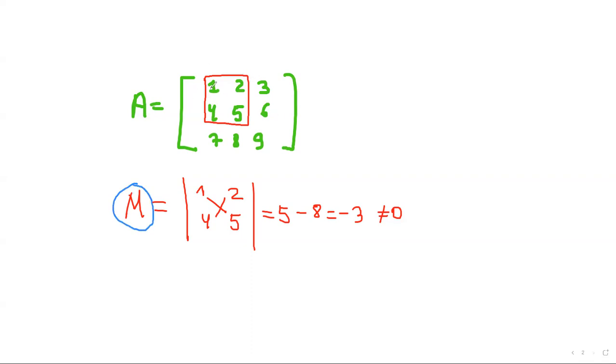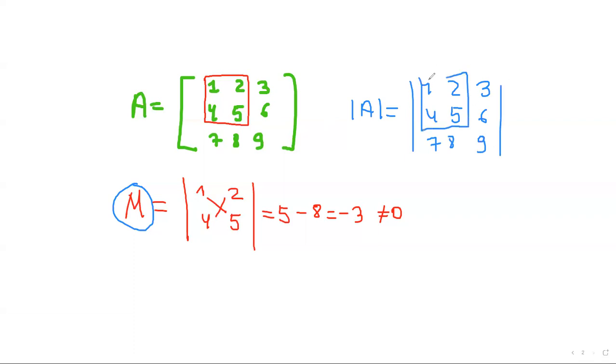The minor which covers all these 1, 2, and 4, 5 is the determinant of A itself. So we have this minor inside of this bigger determinant. It's going to be 1, 2, 3, 4, 5, 6, 7, 8, 9. Obviously you can see our minor is here inside. So we are interested in the numerical value of this determinant.